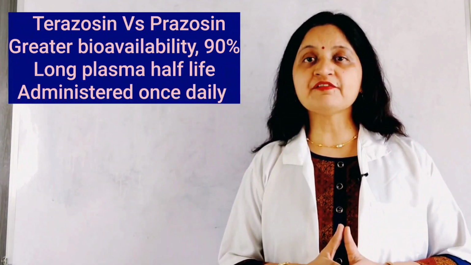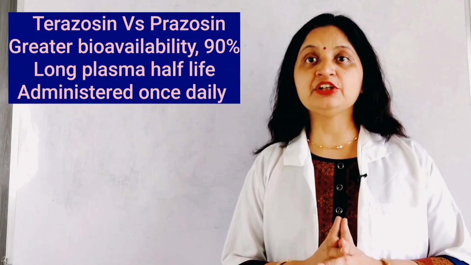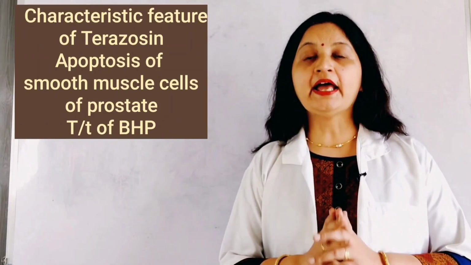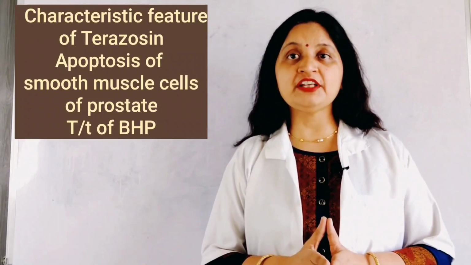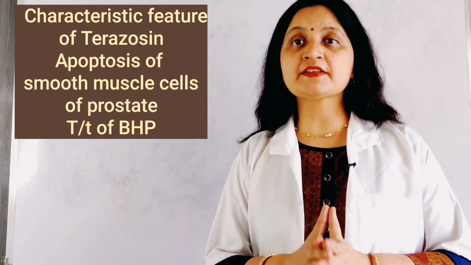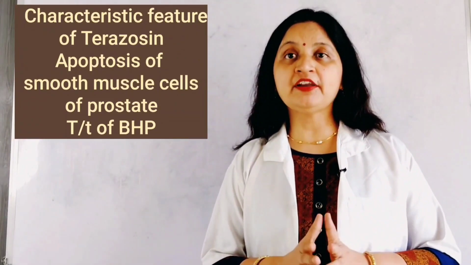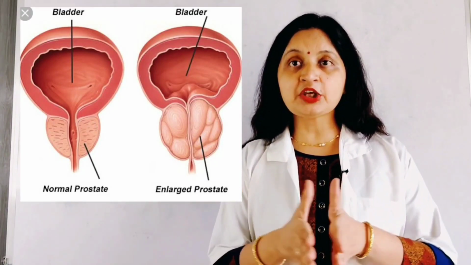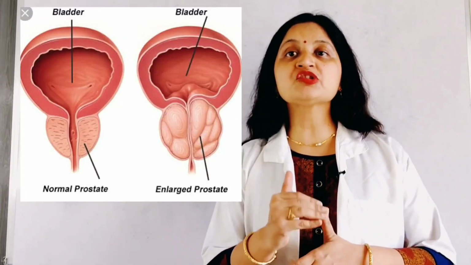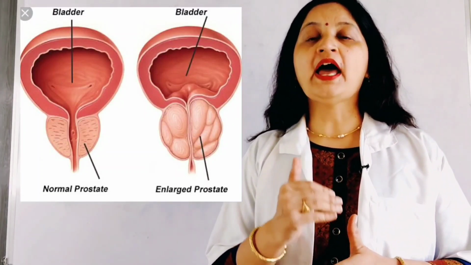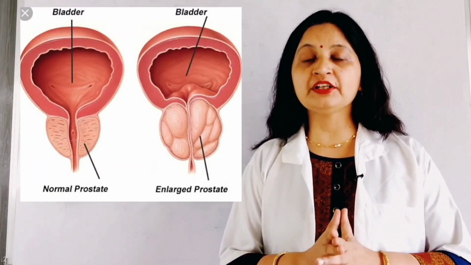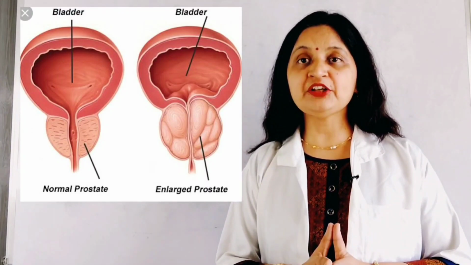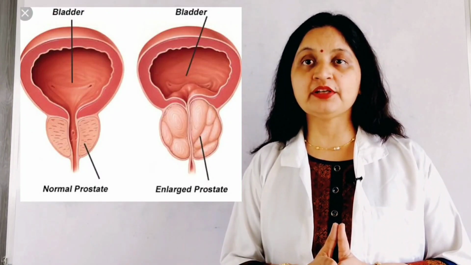One of the characteristic features of terazosin is that it can induce apoptosis of the smooth muscle cells of the prostate and therefore it is useful for the treatment of benign hyperplasia of prostate, a condition in which there is enlargement of the prostate gland and this presses the urethra causing obstructions in the urinary flow and causing symptoms of lower urinary tract. Therefore, the patient complains of urgency in urination, difficulty in passing urine.